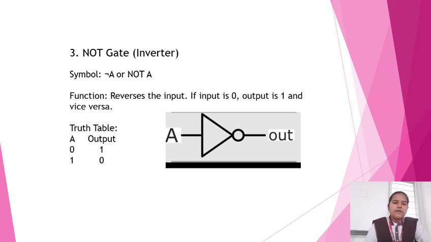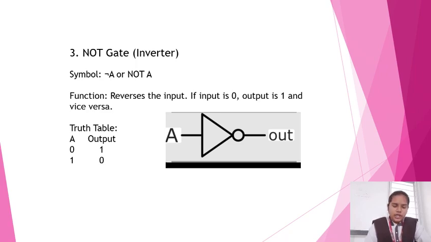The truth table of the NOT gate is as shown in the figure below. If we take input as A and output as output, we take A equals 0, the output is 1. If we take A equals 1, the output is 0. Because the function of the NOT gate is it reverses the input.